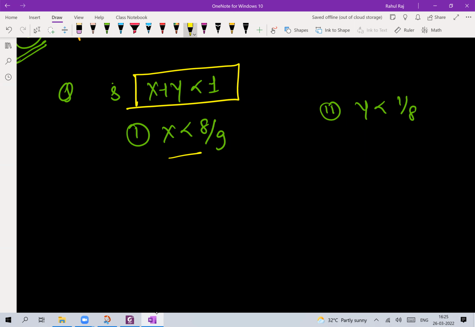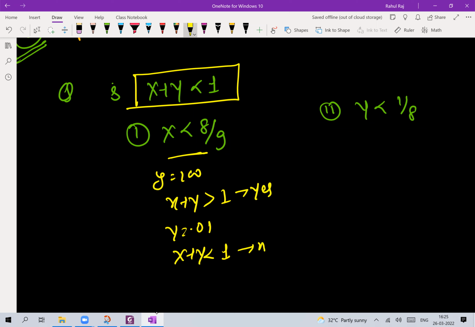So is x plus y less than 1? Simple. At option number 1, I have no idea about y at all. Imagine if I take y is equal to 100, x plus y will be greater than 1. If I take y is equal to 0.01, x plus y is less than 1. I have a yes or no situation. Because option number 1 gives me no idea about y, there is nothing to think at all. I can straight away say not sufficient.